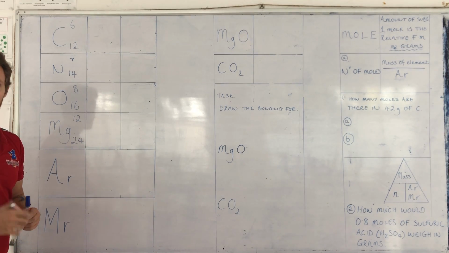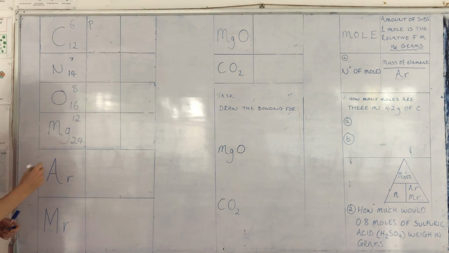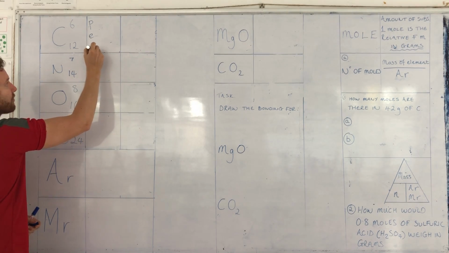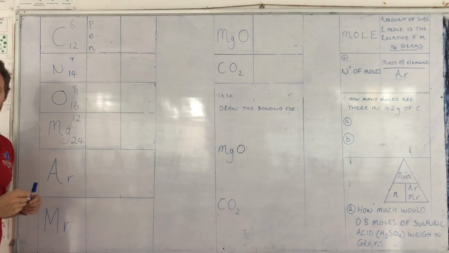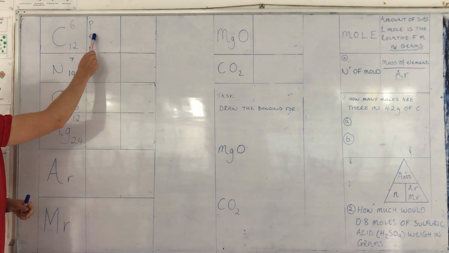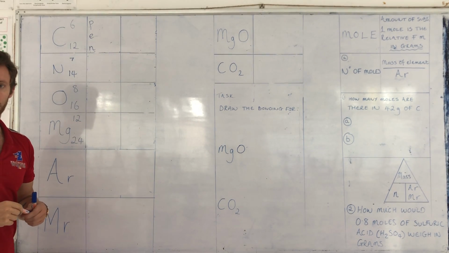Just so you know what we're going to do, we're going to identify our number of protons, our number of electrons, and our number of neutrons. And then next we're going to reflect on some previous work we've done with our atomic structure that is going to incorporate our information that we have extracted from our elements here.